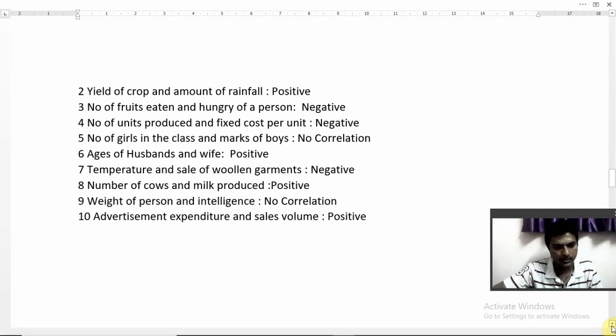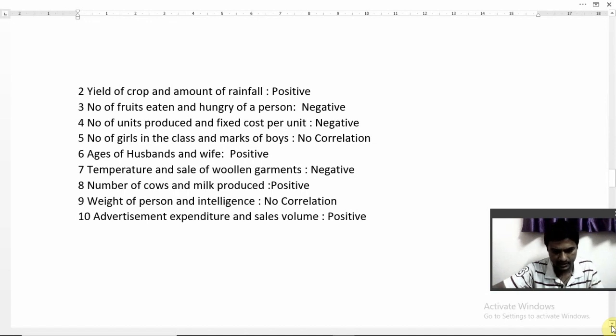Number of cows and milk production: yes, friends. If the number of cows increases, like instead of 10 there are 20, 30, 40, 50 cows, then you can see milk production also increases. Suppose 10 liters, 20 liters, 50 liters, 100 liters. They are positively correlated.